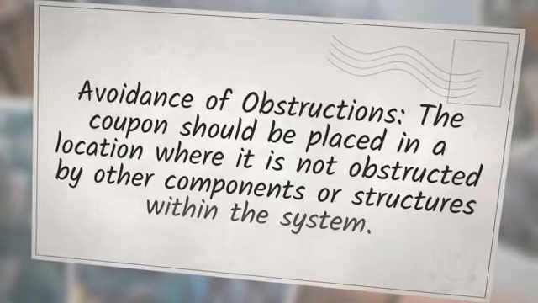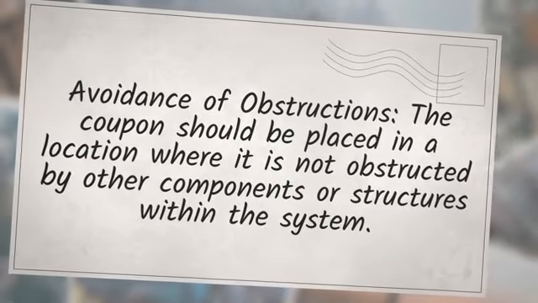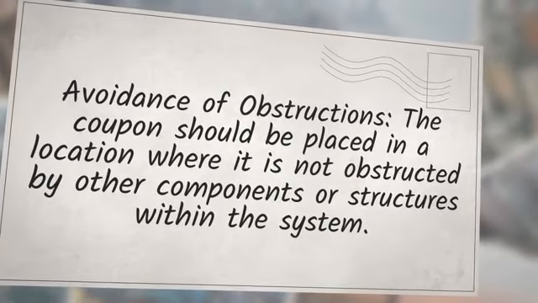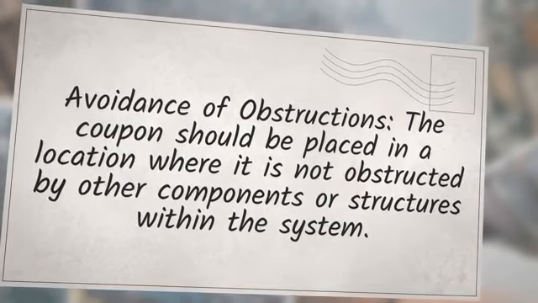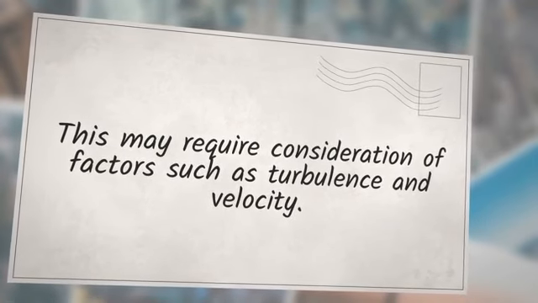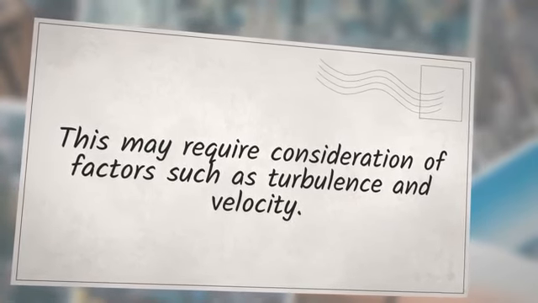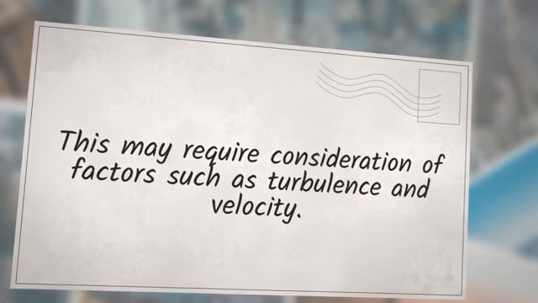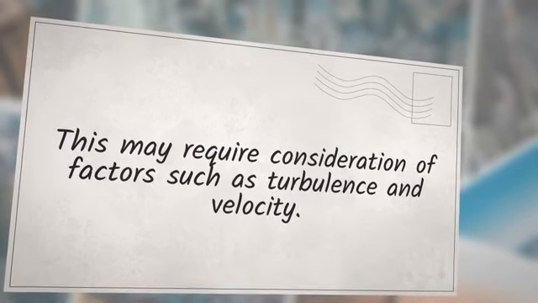Avoidance of obstructions. The coupon should be placed in a location where it is not obstructed by other components or structures within the system. Avoidance of flow disturbances. The coupon should be placed in a location where the flow of the corrosive fluid is representative of the entire system. This may require consideration of factors such as turbulence and velocity.